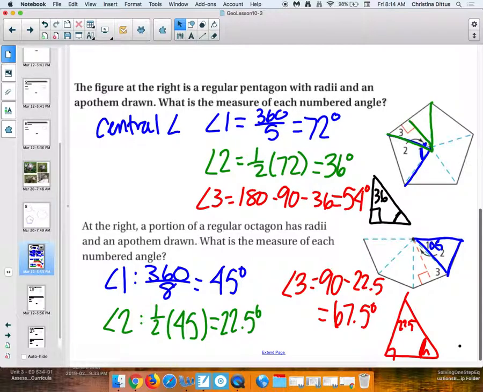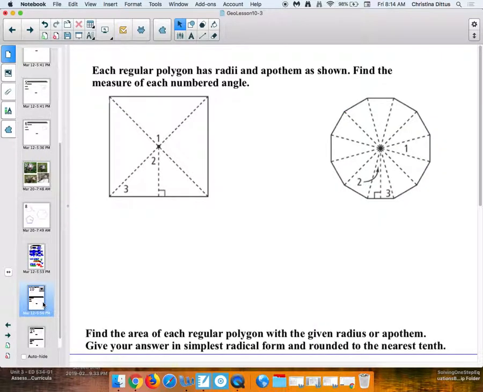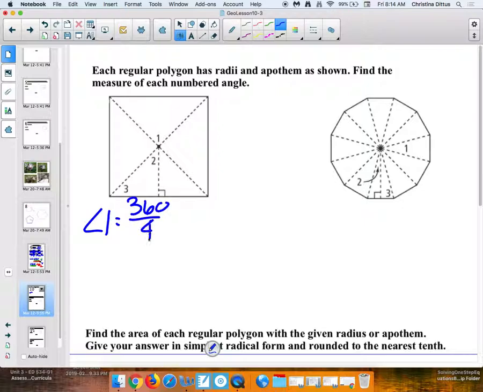Questions there? Okay, let's do one more of those. In my square, Caleb, how can I find angle 1? You take... Go Austin. 360 divided by 4. Why 4? That's how many sides there are. Yeah, 360 divided by 4 is 90 degrees.